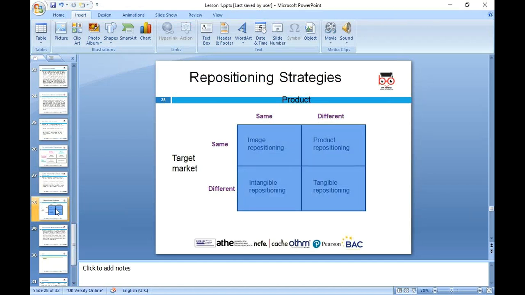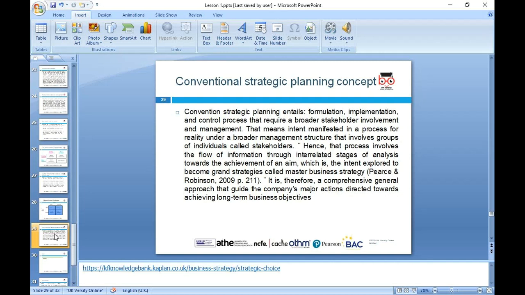Some relationship strategies can be our repositioning strategies. We can reposition ourselves, maybe product image repositioning, where we change the image of the product. Intangible repositioning means service. Different product repositioning, different product, we can target it. Tangible repositioning we can do by the same or by different. We can make the strategies for this. Any question? No.